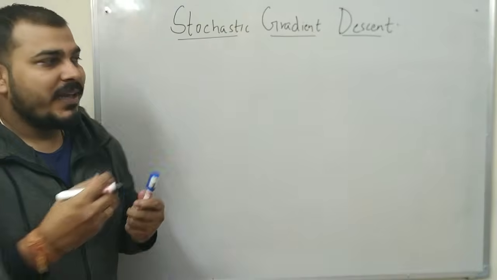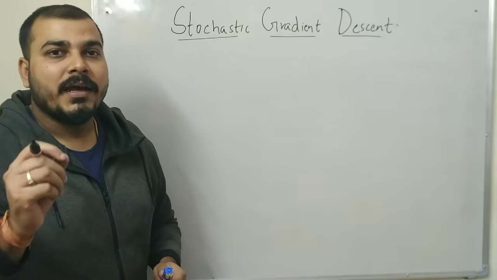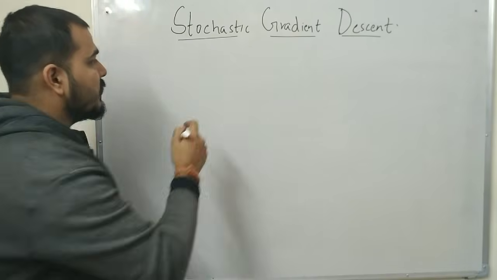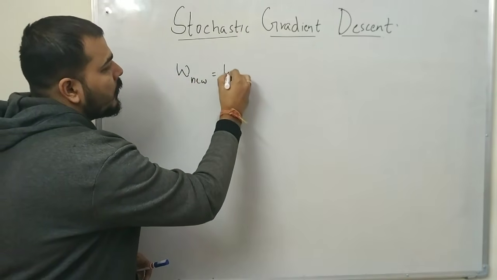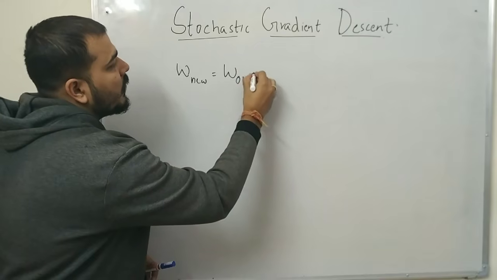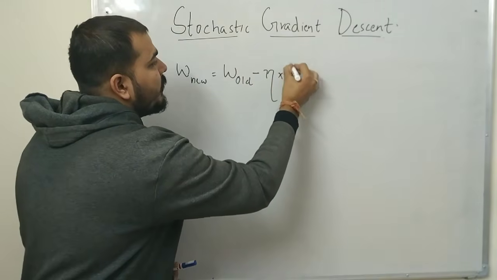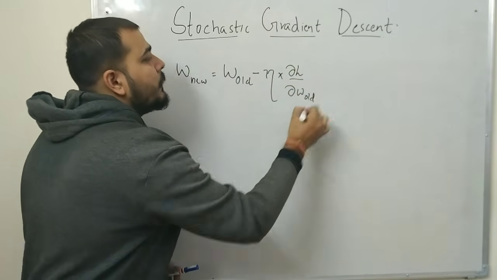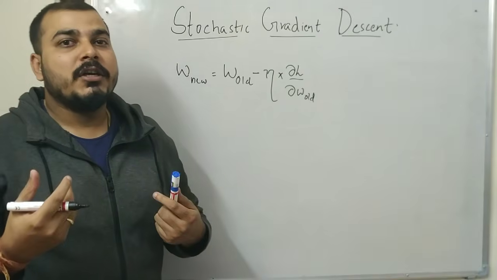So let me take the back propagation that I had discussed in my previous video. Over there, the weight updation formula was given by this, right? I was writing W new is equal to W old minus learning rate multiplied by derivative of loss with respect to W old. Now from my previous video, remember what I was talking about regarding gradient descent.